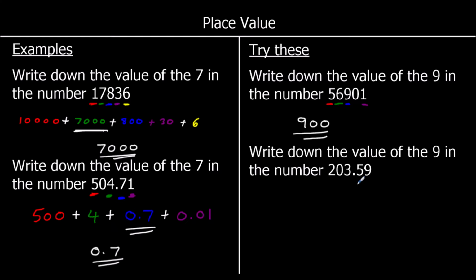And 203.59. So we've got 2 hundreds, 3 ones, 5 tenths, and 9 hundredths. So what is the 9 worth? It's worth 9 hundredths or 0.09.